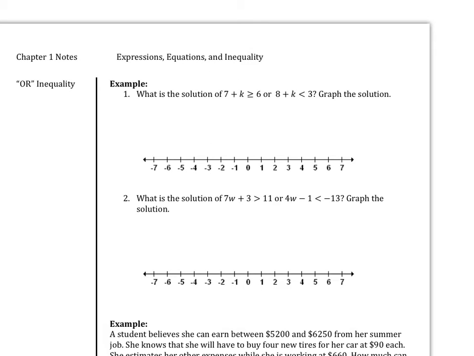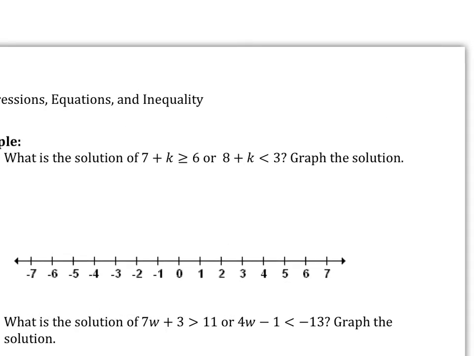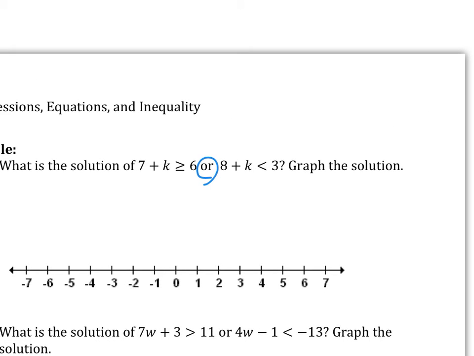Now let's talk about OR. What's going to happen in OR is that you are not going to have an overlap of inequality or solution set. So basically, the two solutions are not going to point towards each other. Instead, they're going to point away from each other. So we have this one or this one.